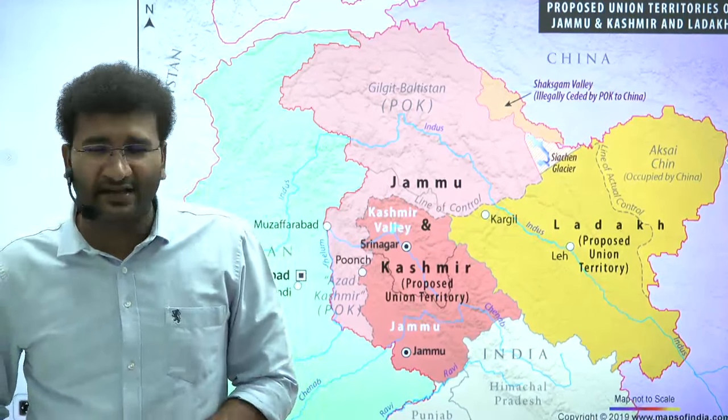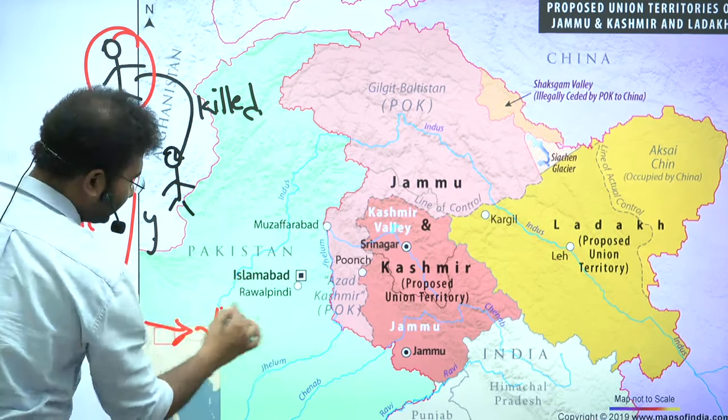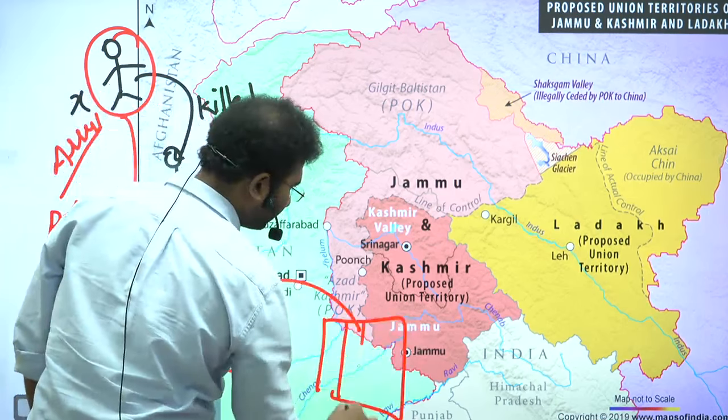In a crime, suppose, let's imagine a person has committed a crime and killed another person. Now, what kind of justice do you expect? Suppose this is one person and this is another person. This is X, this is Y. X came and killed Y. So, police comes, right? Police arrests this person and then sends him to the judiciary. Judiciary sends him to jail.